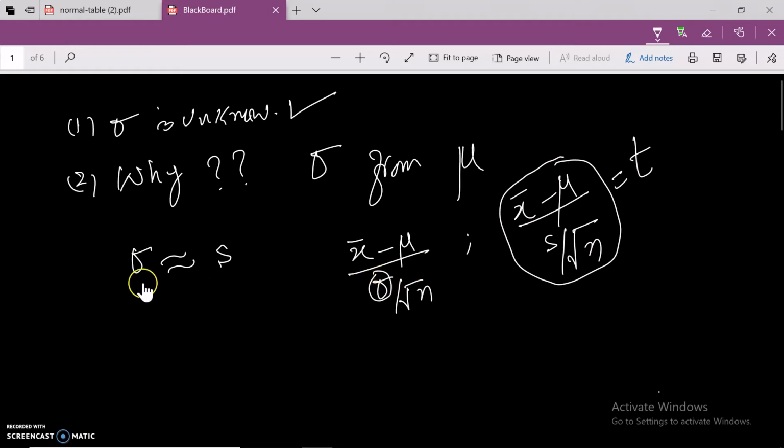I repeat this once again. When we don't know the population standard deviation, we approximate it with the sample standard deviation. So we replace sigma by the sample standard deviation, and the resulting sampling distribution now follows a new distribution called the student t distribution. So that's what we do.